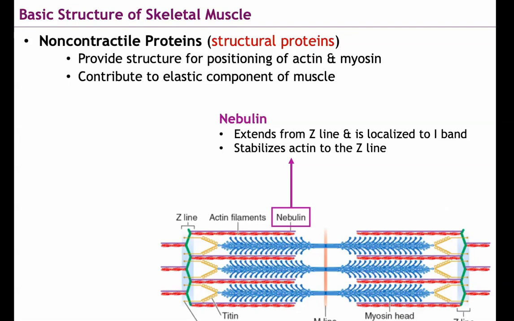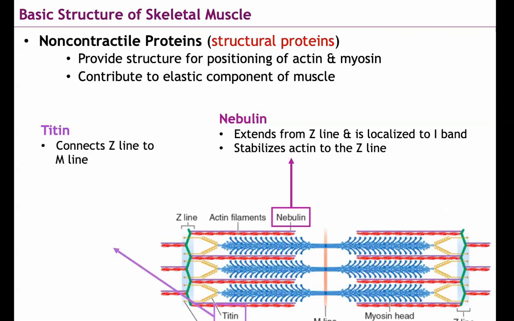Research suggests it does have a role in cell signaling and calcium homeostasis in the cell, but you don't have to know that. But you have to know that nebulin is a structural protein that stabilizes actin to the Z line, which is the boundary or the end of a sarcomere.